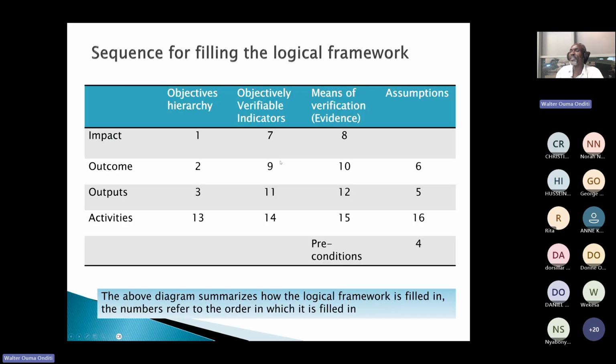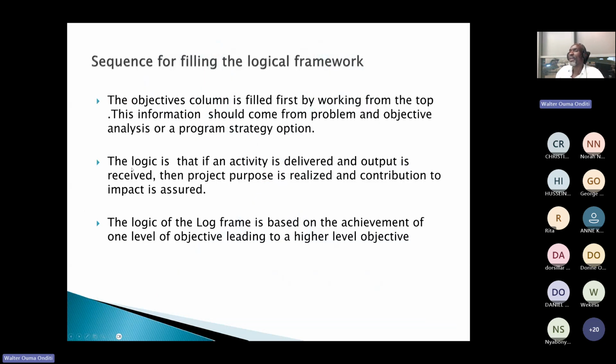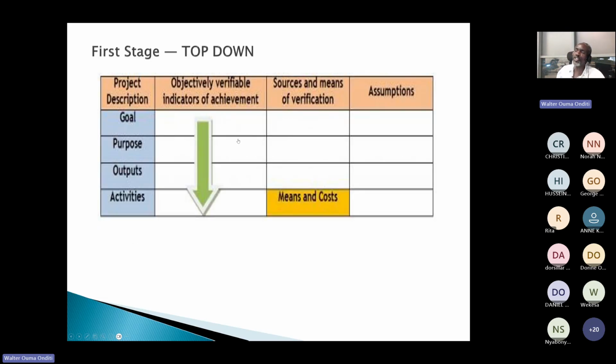Now, this is what I'm saying. If that is the case, then the activities or the inputs are there, the outputs would be delivered here, and that should be able to give us the outcome and the impact. Remember the arrow that I showed there. Now, the logic of the log frame is based on the achievement of one level objective leading to a higher level objective. So that is the hierarchy as you go up in terms of operationalizing that. And I've just shown that.